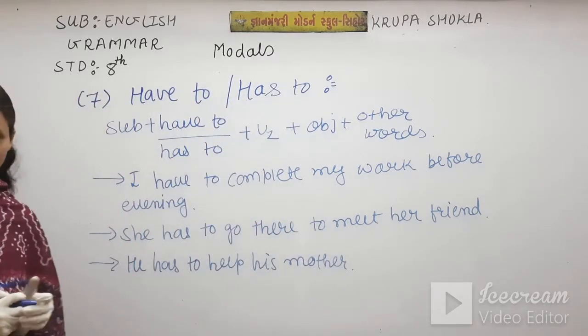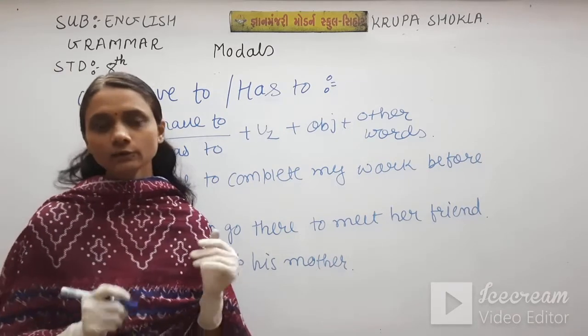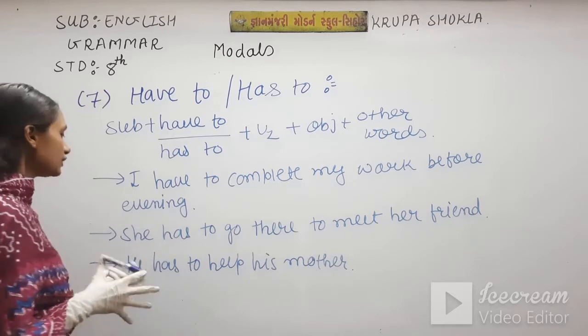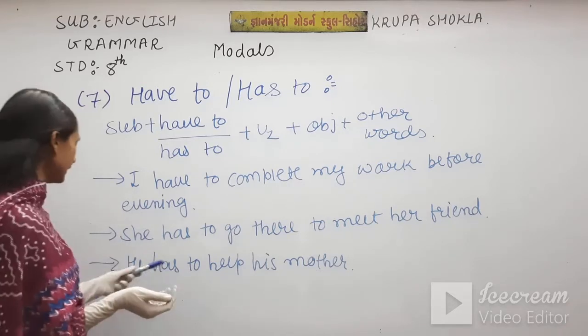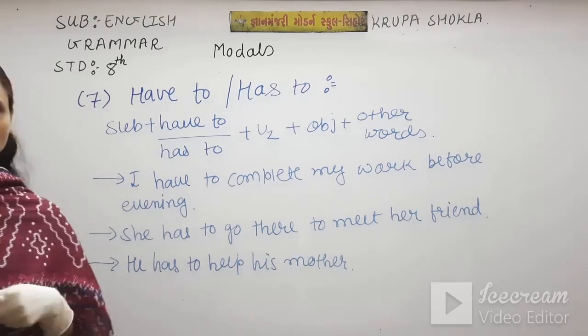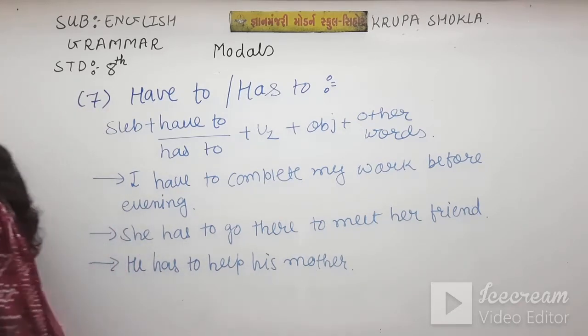He, she, it take has to, and I, we, you, they take have to. I have to complete my work before evening. She has to go there to meet her friend, and he has to help his mother. So this is have to and has to. Please note down these things, students.